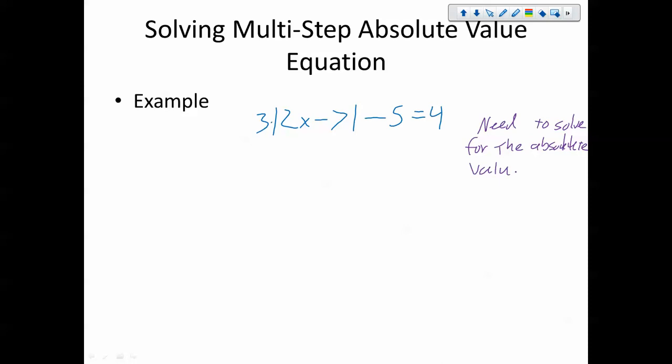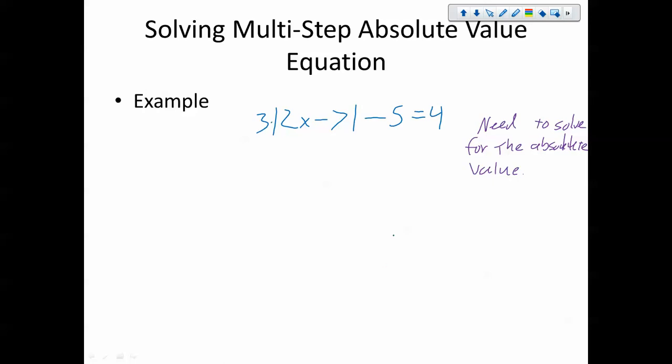Absolute value. We have some steps that need to be taken before we do that whole split thing. Because remember, this says, let's take a number, multiply it by 2, and subtract 7. And the distance away from 0, when we multiply it by 3 and subtract 5, is going to be 4. That's a really complicated thing to say. And that's a really complicated thing to look at.